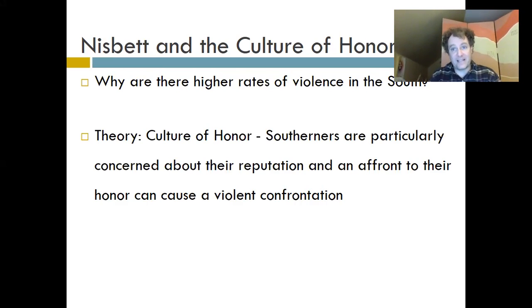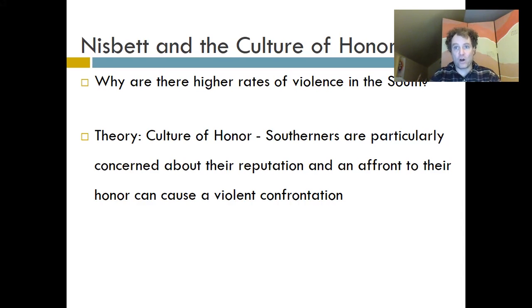So Nisbet comes up with this theory, right? He says it's a culture of honor. He says that Southerners are particularly concerned about their reputation, right? Their status in the world. There's this huge concern over status, and so that can easily cause a violent conflict. So basically, if you offend somebody, if you disrespect them, if you cause them to be ashamed, then that is a huge deal for a Southerner. They have this culture of honor that's very important to them.